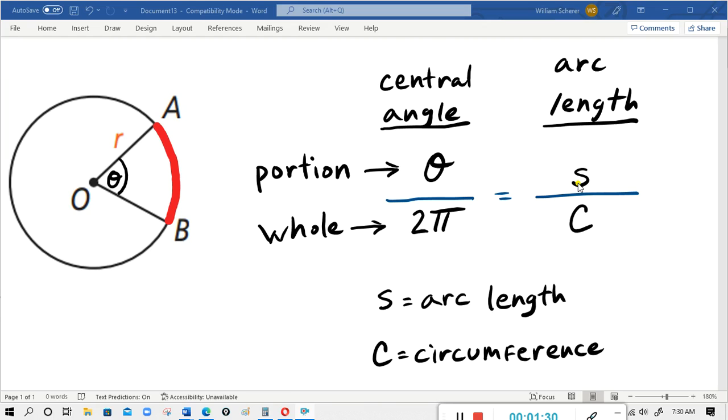And like we said, the arc length is represented by the letter S, and that is just a portion of the circumference. So the arc length S is the portion, and all the way around the whole circle is the circumference C. Now I'm going to show you a formula for arc length that you can only use when the angle measurement is in radians. But if you ever forget that formula, you can always revert back to this ratio and proportion.